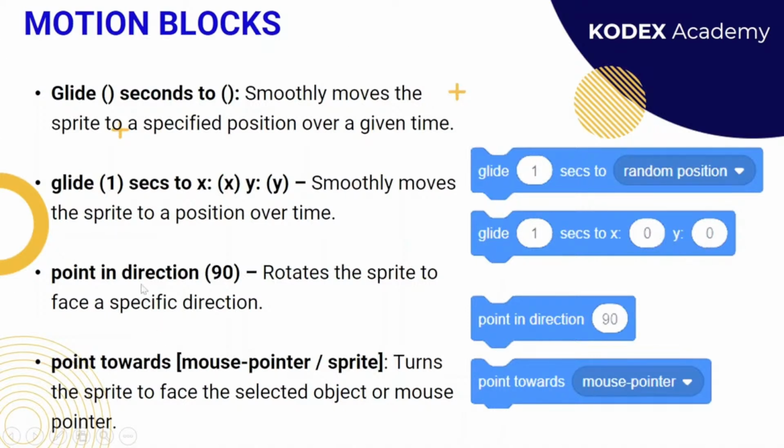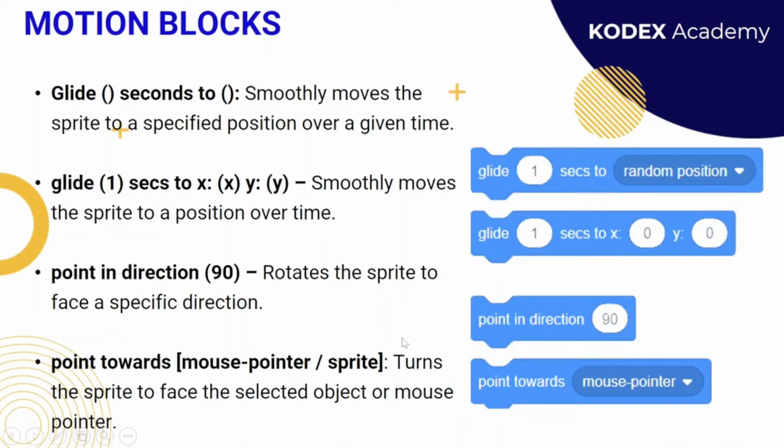The next one shows point in direction. Here you can rotate your sprite to face a specific direction. Suppose you want to show your sprite at a different angle, you can set it with the help of this block. The next one is point towards mouse pointer or sprite. Where you want to change the face of your sprite towards a specific object or the mouse pointer, you can choose this block. It will help to easily change the direction of your sprite toward a specified position.